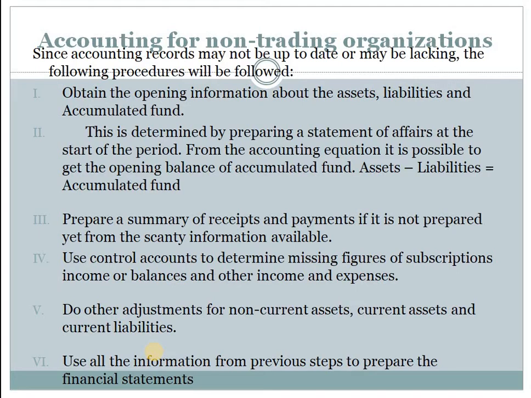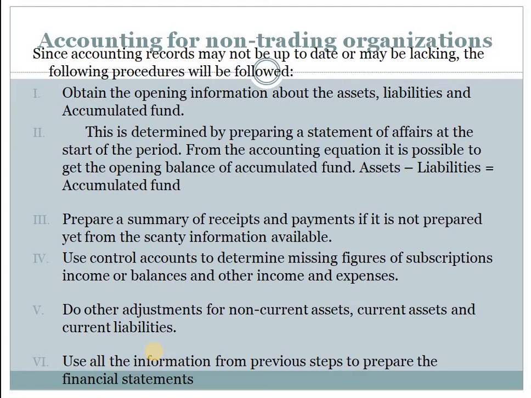The second procedure is to determine this by preparing a statement of affairs at the start of the period. From the accounting equation, it is possible to get the opening balance of the accumulated fund, where you take assets and subtract liabilities to get the accumulated fund. The accumulated fund appears in a statement of affairs, which helps us get the opening information.